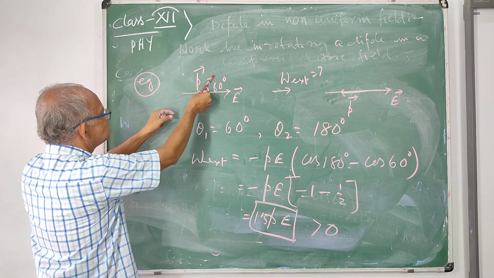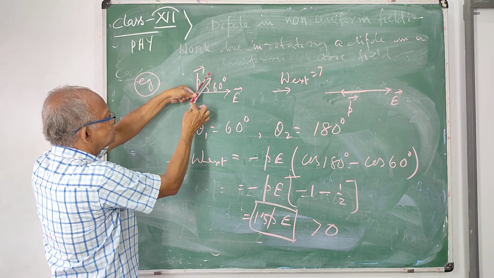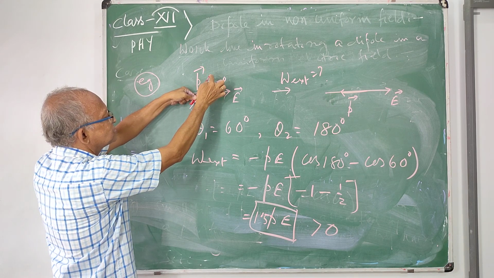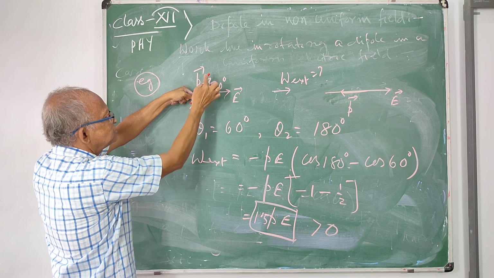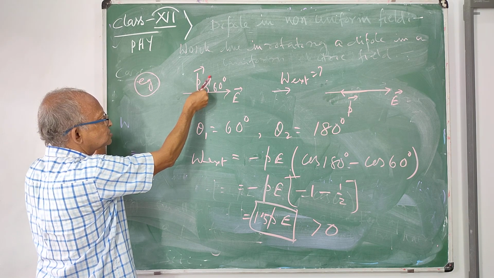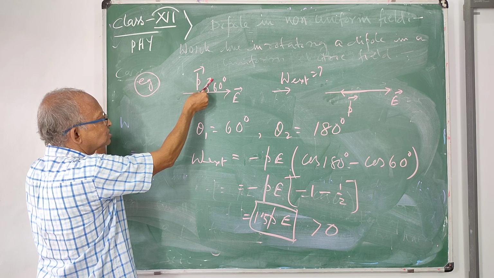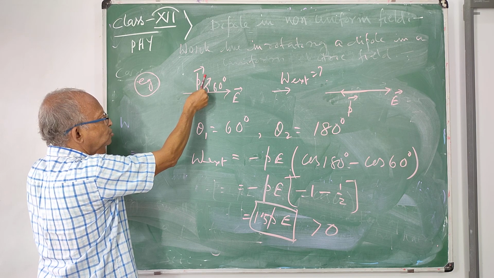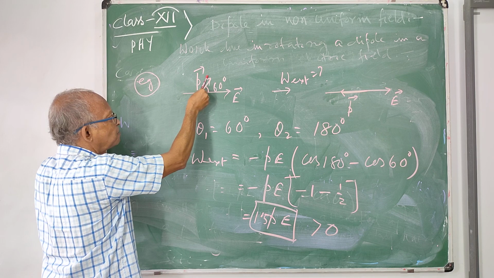See, this is the dipole. Let this be the negative charge and this be the positive charge. And I am rotating this against the electric field, against the torque produced by the electric field. So that must come out positive.